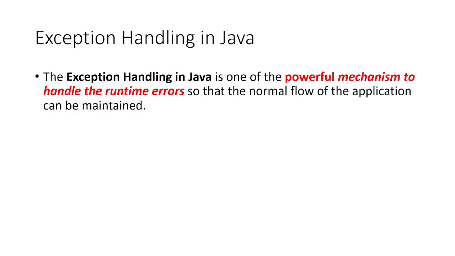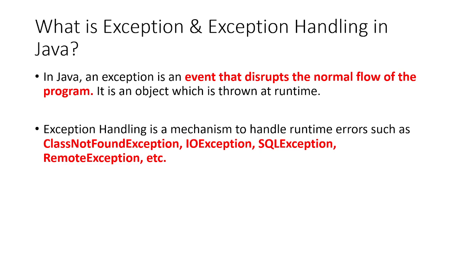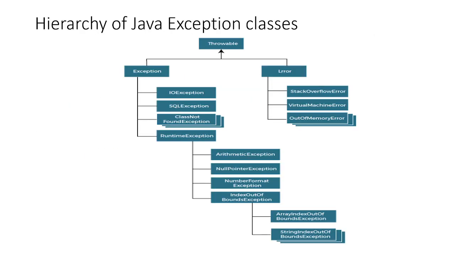Exception handling. Exception handling is a powerful mechanism to handle runtime errors so that the normal flow of the application can be maintained without any interruption. An exception means an event that disturbs the normal flow of the program. That exception has to be handled, that is exception handling, to handle runtime errors.